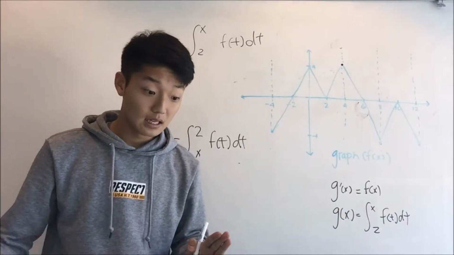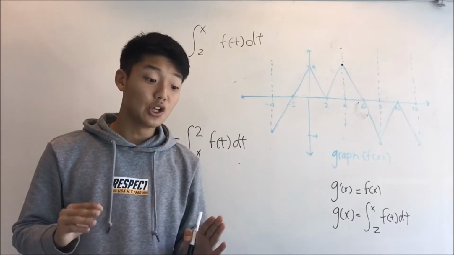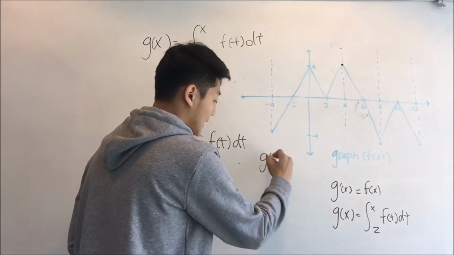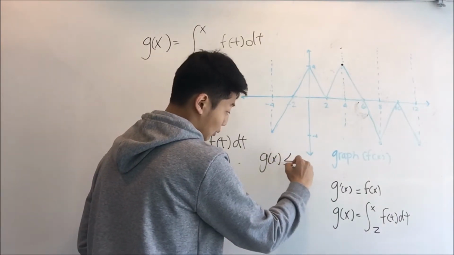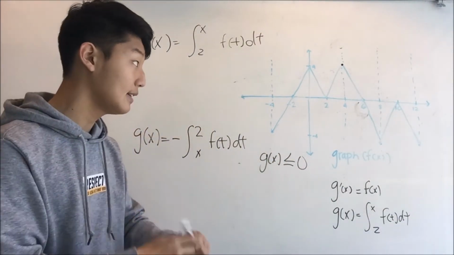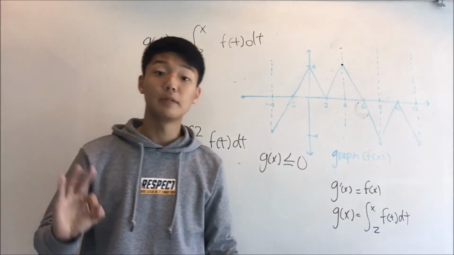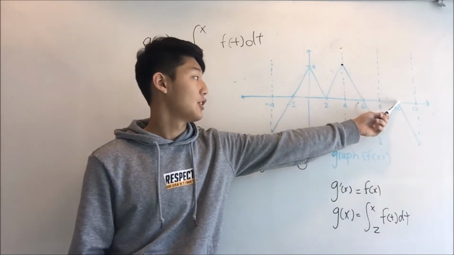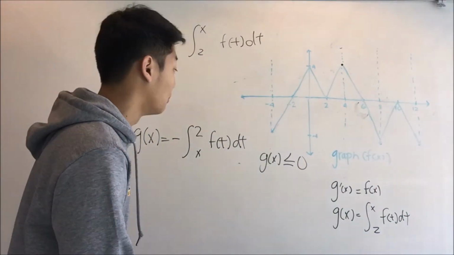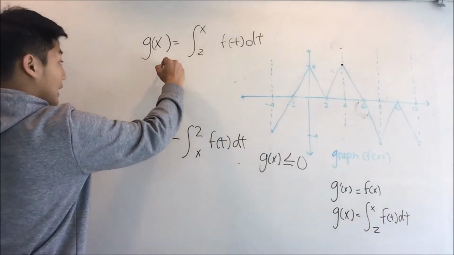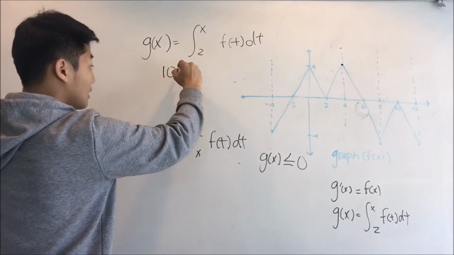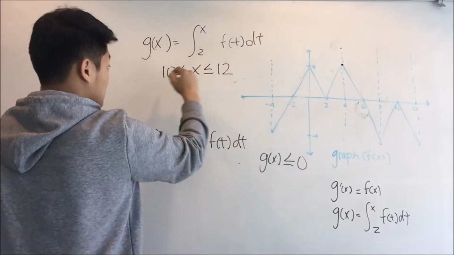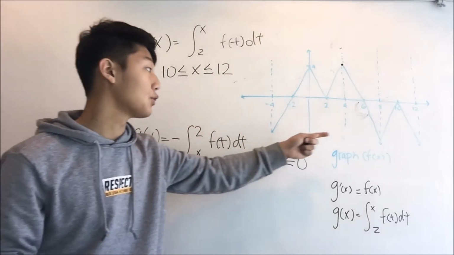And it says the interval for which g of x is less than or equal to 0. Right now at 10, it is equal to 0. And when we move to 12, the given point, it is now negative because the triangle is below the x-axis. So the first one we found is 10. That is the first interval we got that is less than or equal to 0.